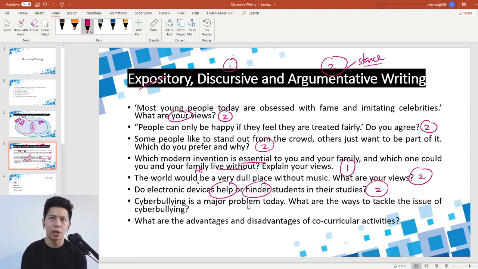Cyberbullying is a major problem today. What are the ways to tackle the issues of cyberbullying? You just have to list down the ways. You're listing down, therefore it is discursive. What are the advantages and disadvantages of co-curricular activities? This is interesting. Some people think this is argumentative, that you got to talk about whether it is more advantages or more disadvantages. No, they're not asking you, is it good or bad? They're asking you, what is good about it and what is bad about it? You got to answer both of these questions. This is really a discursive essay.